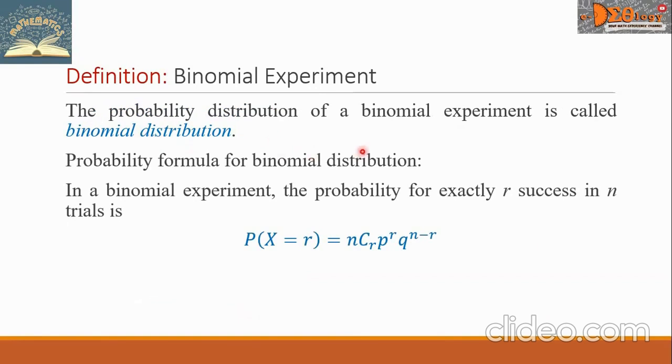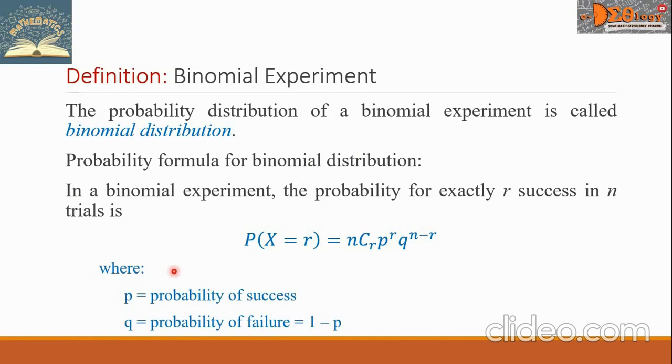Probability formula for binomial distribution. In a binomial experiment, the probability for exactly R successes in n trials is this. P of capital X equals R equals combination of n taken R at a time times P raised to a power R times Q raised to a power n minus R. Take note, P is equal to the probability of success, and Q is the probability of failure, and the formula for Q equals 1 minus P.